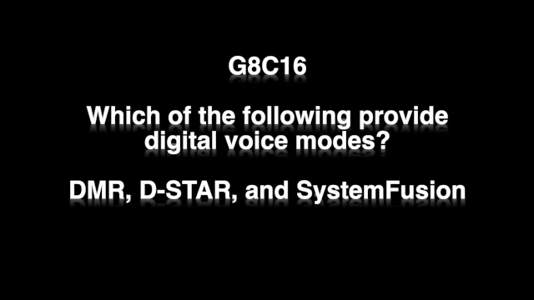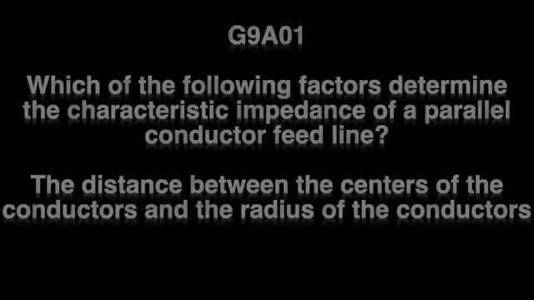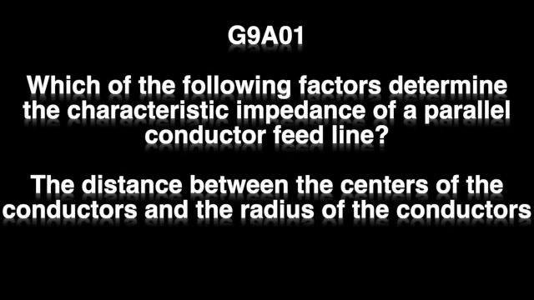G8C16. Which of the following provide digital voice modes? DMR, D-Star, and System Fusion. Subelement G9, antennas and feedlines. Group G9A, feedlines: characteristic impedance and attenuation, standing wave ratio, SWR calculation, measurement, and effects, antenna feed point matching. G9A01. Which of the following factors determine the characteristic impedance of a parallel conductor feedline? The distance between the centers of the conductors and the radius of the conductors.